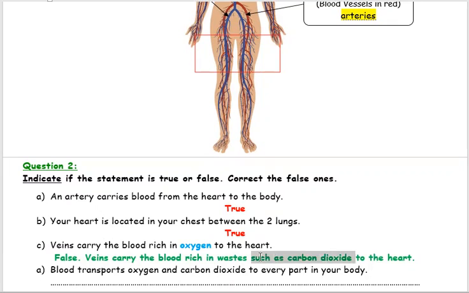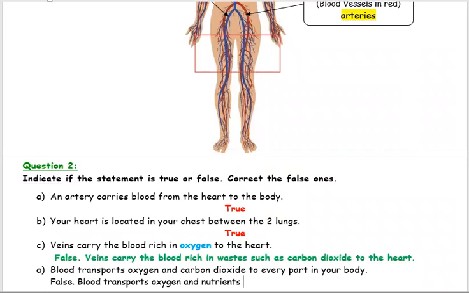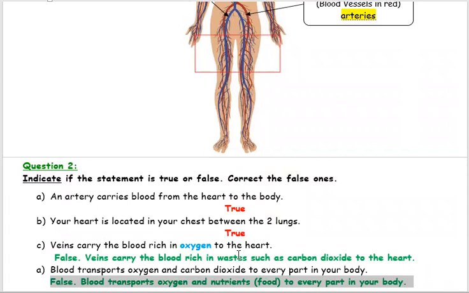We just said it. So this is also a false statement. How will you correct it? You have different ways. You can just remove the words carbon dioxide, but I will be adding nutrients or food. So the blood carries oxygen and nutrients. Between brackets, I will put food so you understand it. To every part in your body. Since every part in our body needs oxygen and food too.